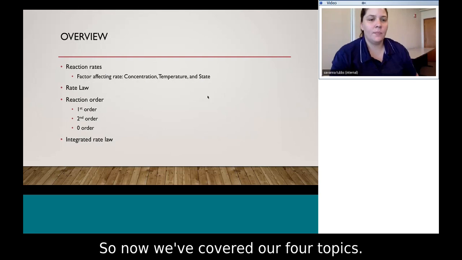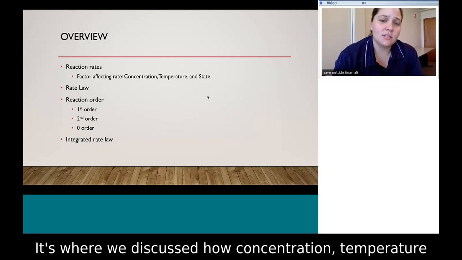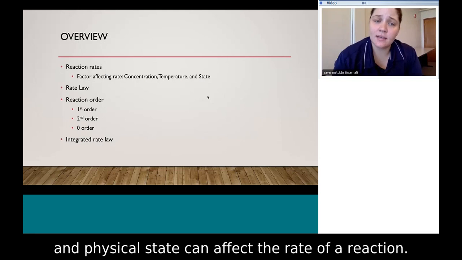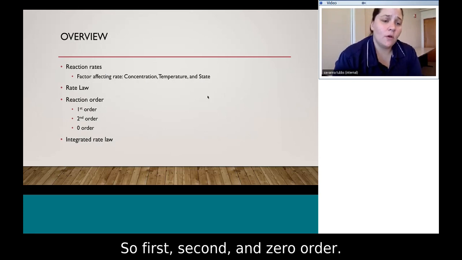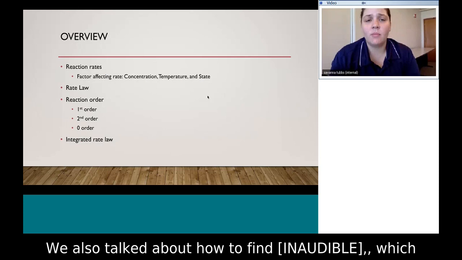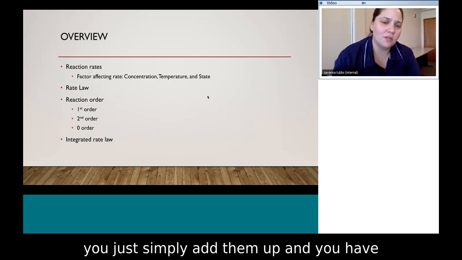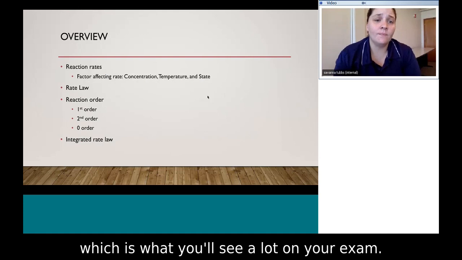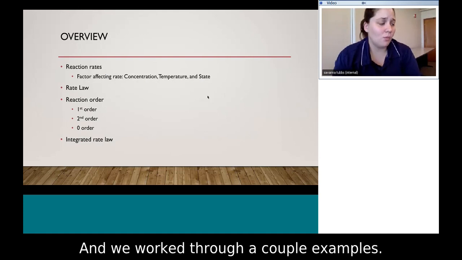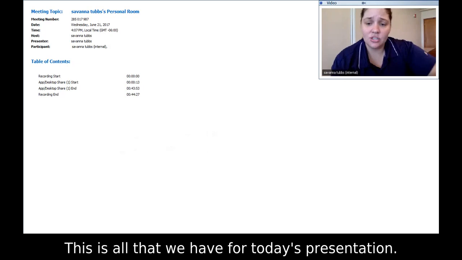So now we've covered our 4 topics. We covered reaction rates, where we discussed how concentration, temperature, and physical state can affect the rate of a reaction. We discussed the rate law and reaction orders, so first, second, and zero order. We also talked about how to find the overall order, which is once you determine what your orders are for each of your components in your reaction, you just simply add them up and you have your order of your reaction. And then we discussed integrated rate law, which is what you'll see a lot on your exams, and we worked through a couple examples. This is all that we have for today's presentation.